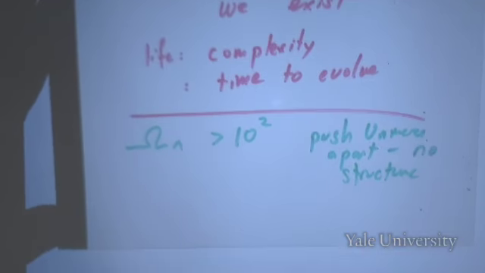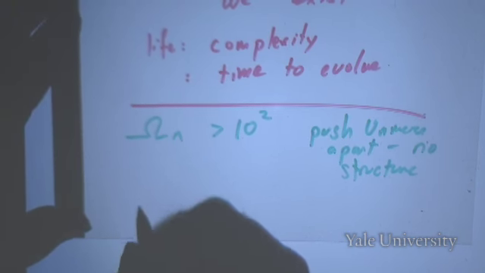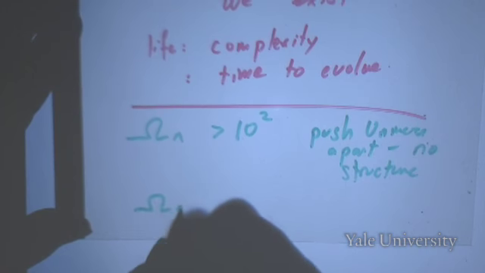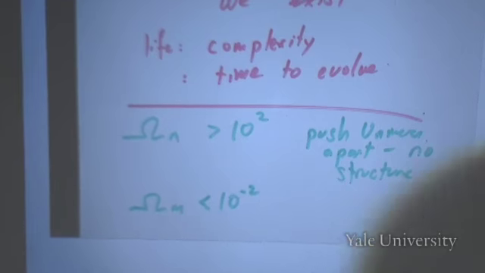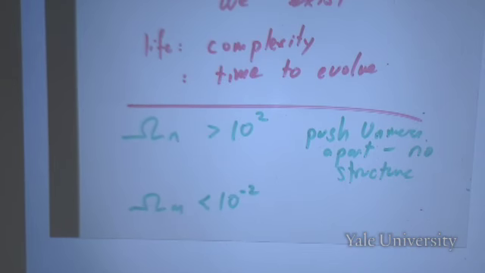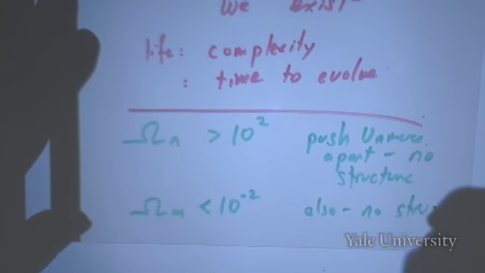So that would be a universe that's very unlikely to have any kind of complexity and any kind of life because you just take all these individual particles and push them far away from each other. Supposing it were true that the density of matter is significantly less than 10 to the minus 2. So instead of having a third the critical density, it has less than 1% of the critical density. Then you've got nothing to form the structures with. And so the same thing happens. Also, no structure.